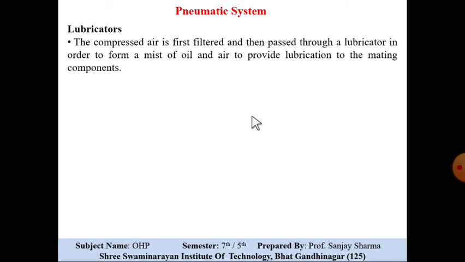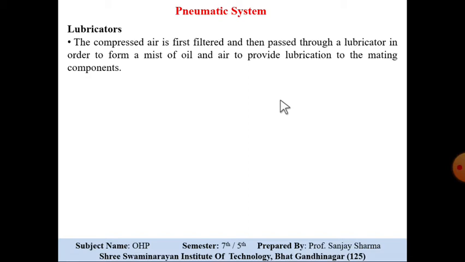Now lubricator. What is the function of lubricator? The compressed air is first filtered and then passed through a lubricator in order to form a mist of oil and air to provide lubrication to the mating components. So here it lubricates the air. Whatever dry air is coming from the filter, it adds some lubrication or mist to the air, so that it lubricates the mating components, for example piston and cylinder. So cylinder and piston are the mating components.